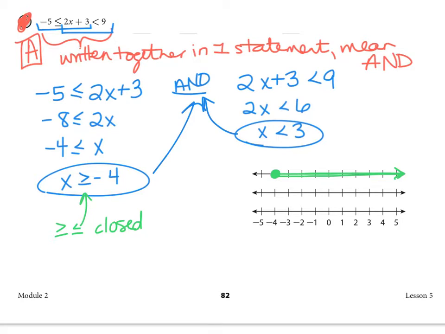For my other inequality, x is less than 3, I'm going to start at 3. Now this time, it's less than, so if it's a strict inequality, that's an open circle. It means we're not including that number. So I'm going to have an open circle, and I want to go less than.